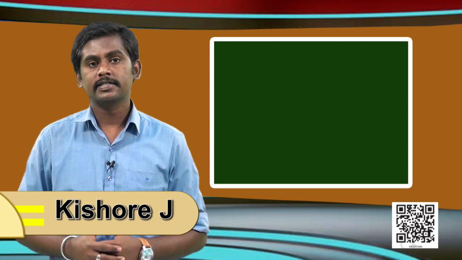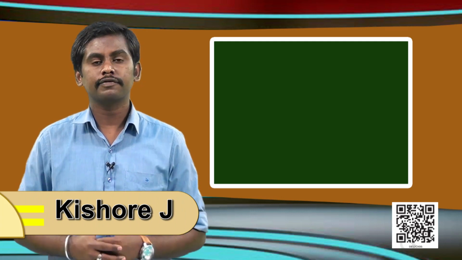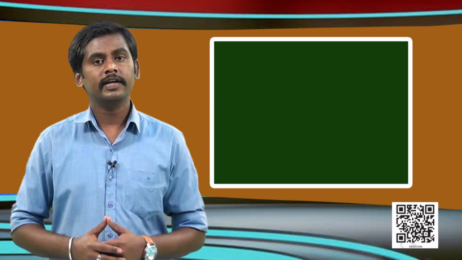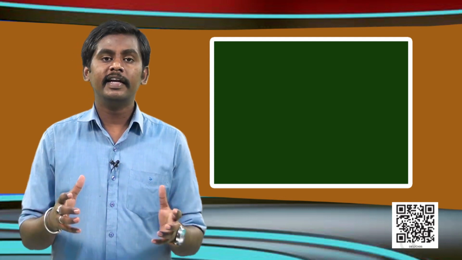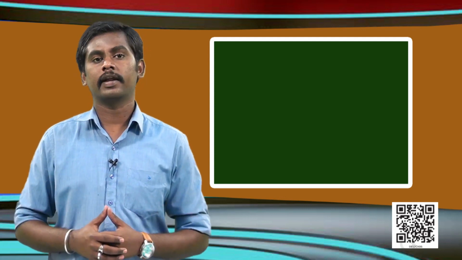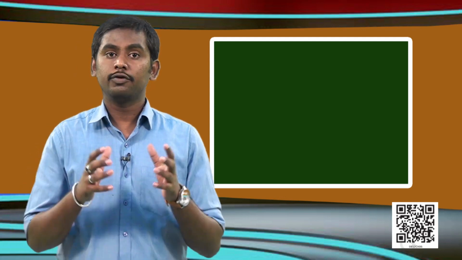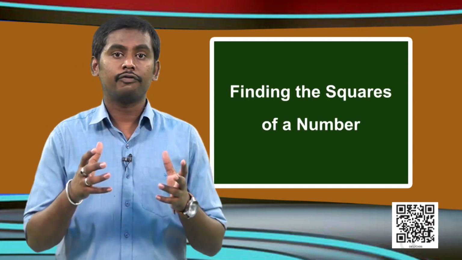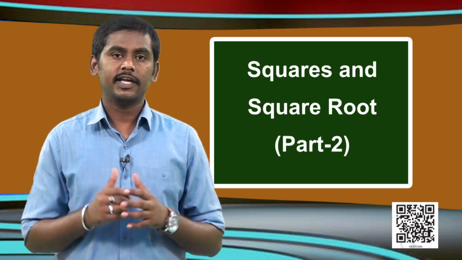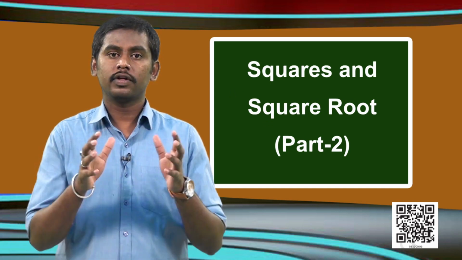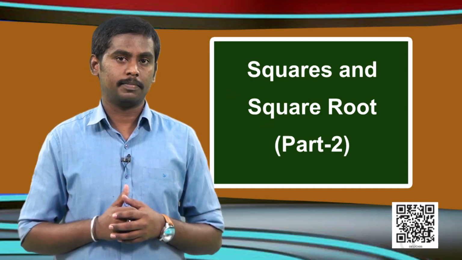In our last class, we learned the definition of square numbers, we listed the properties of square numbers, and also we learned very interesting patterns related to square numbers. Now, let's try to find out the different ways of finding the squares of given numbers. So, firstly, let's try to find out for 2-digit numbers and 3-digit numbers.